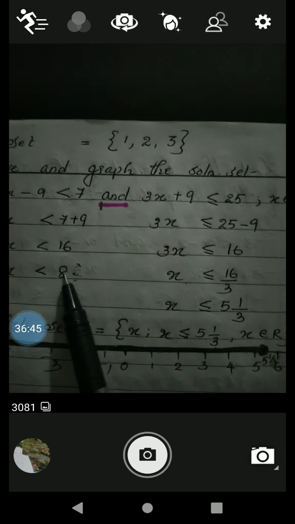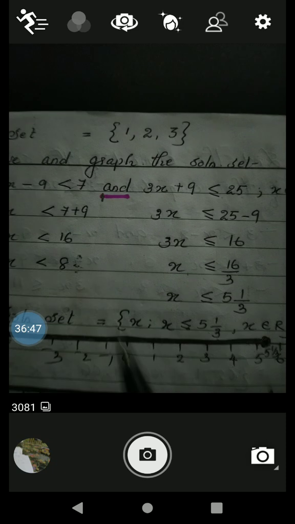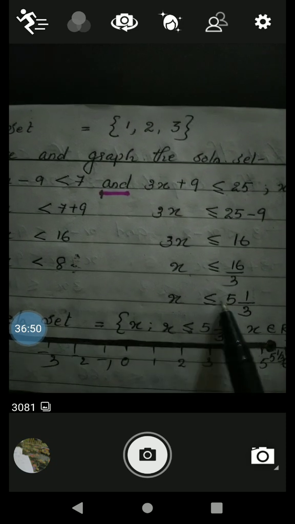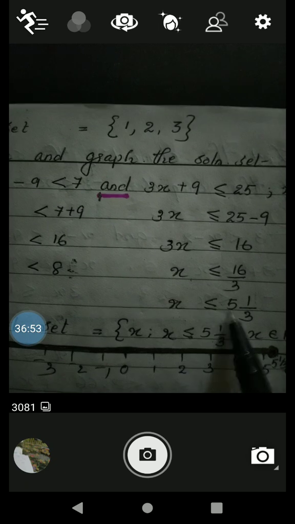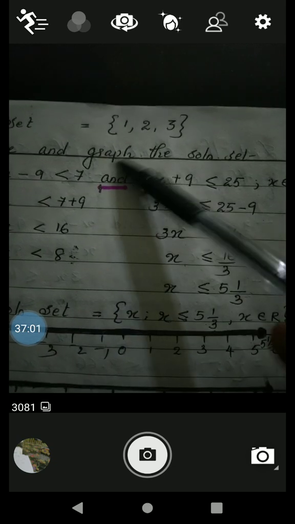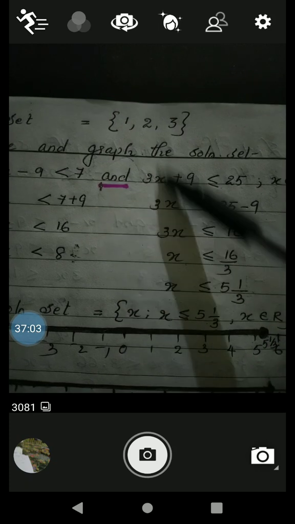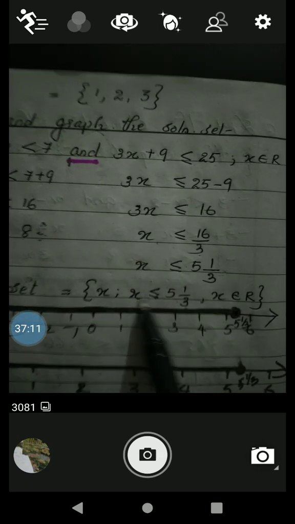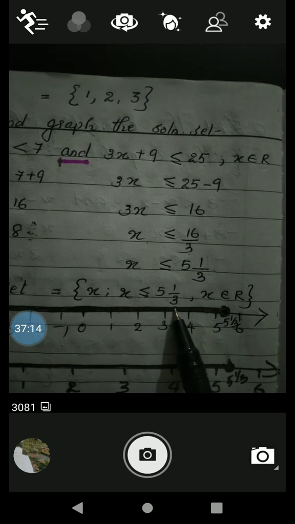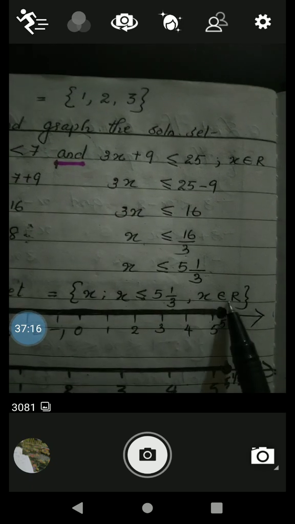When you solve this, you will get, in both cases, we cannot combine. Look here, x is less than 8 and at the same time both should be satisfied, x is less than or equal to 5 by 3. How can we combine these two? So the value is only up to 5 and 1 by 3 because "and" is in between. Okay, both should be satisfied. Therefore, the solution set is x such that x is less than or equal to 5 and 1 by 3, and x belongs to real numbers.